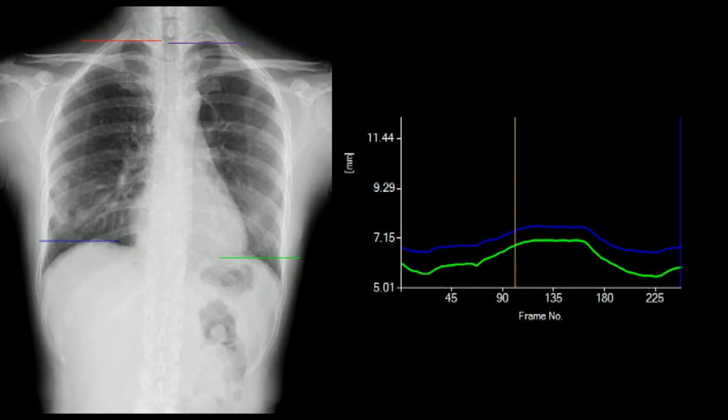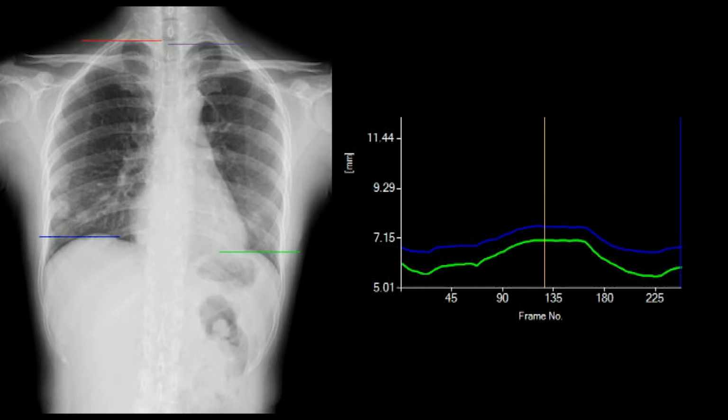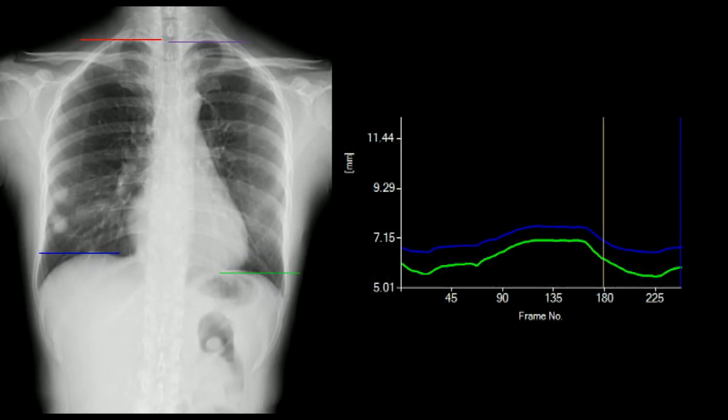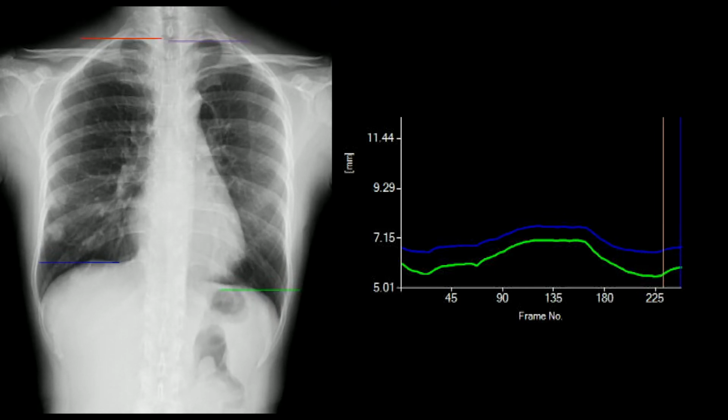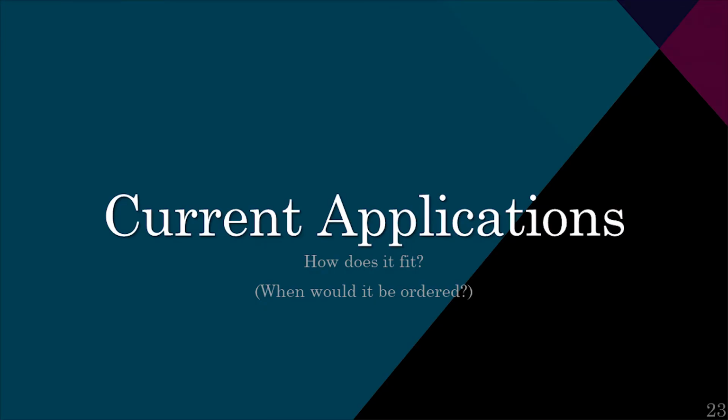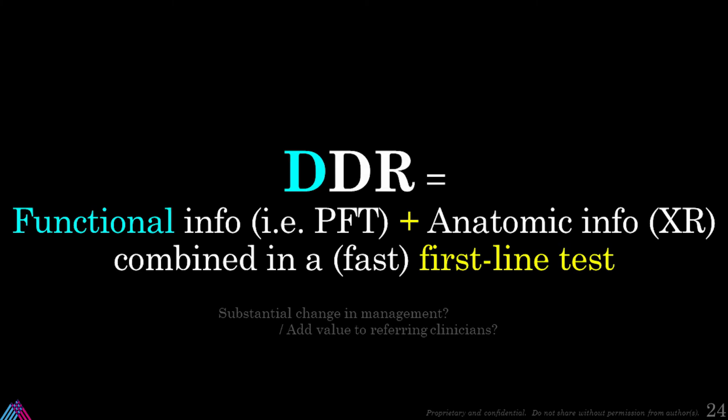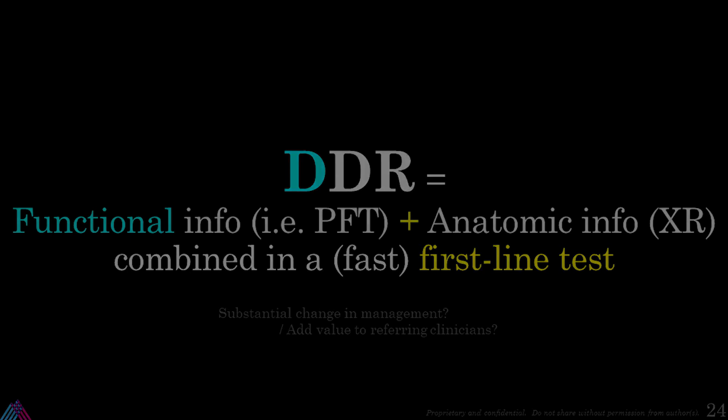All right. So now that we have a general outline of what dynamic digital radiography is, again, it's that functional information along with the anatomic information, perhaps combined as a first-line test. Let's now think about those applications. Okay, so again, this is the overview. We're going now into the second stage. So now, current applications. How does dynamic digital radiography fit, and when would you order this, or when would your colleagues order it? So let's think about that as a first-line test.